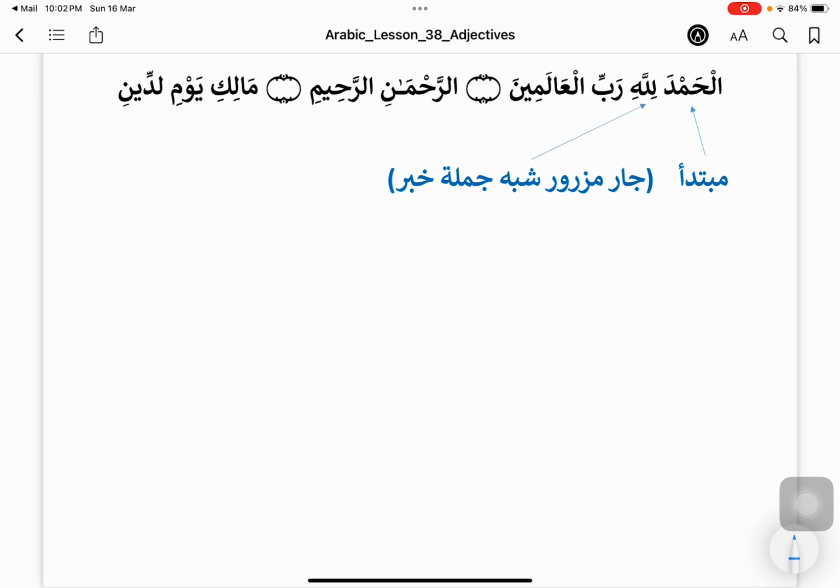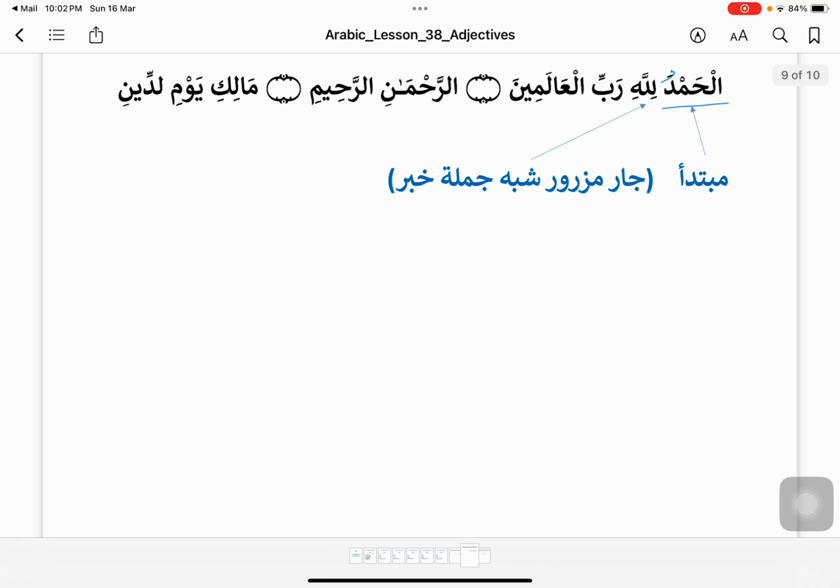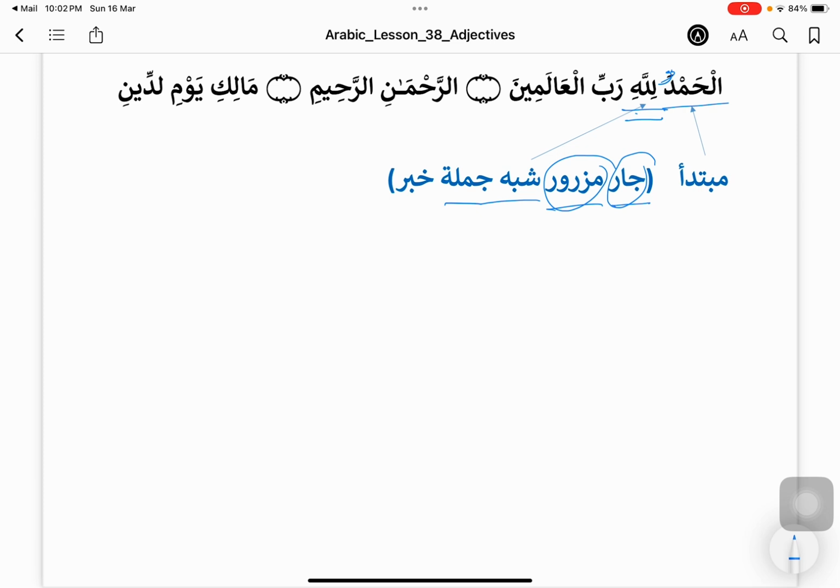So here, this is a jumla ismiya because it starts with a noun, alhamd. So alhamdu, right? There should be a dhamma here, alhamdu. Alhamdulillahi. Alhamdu is mubtada. Lillahi, the great name of Allah, is jar majroor. So harf jar is li, and then the ism is majroor, and this is shibhu jumla. This is a phrase, lillahi, and it's the khabar of this sentence. So this is a complete sentence. Alhamdulillahi: mubtada, and we have khabar.